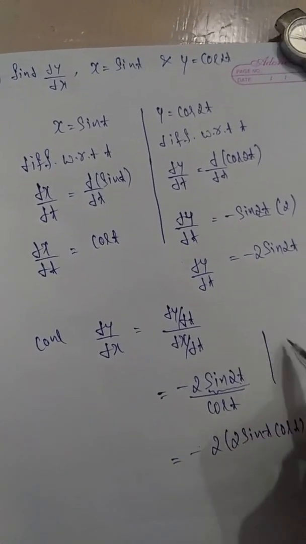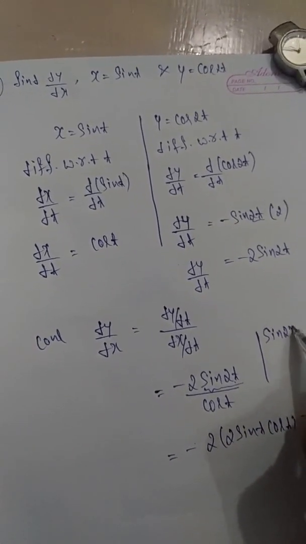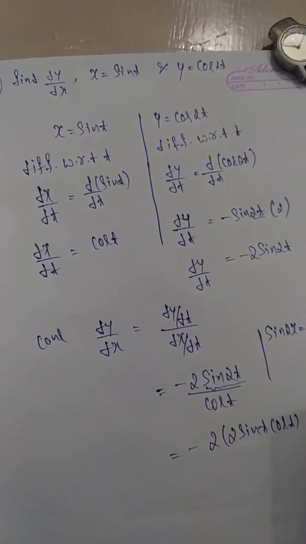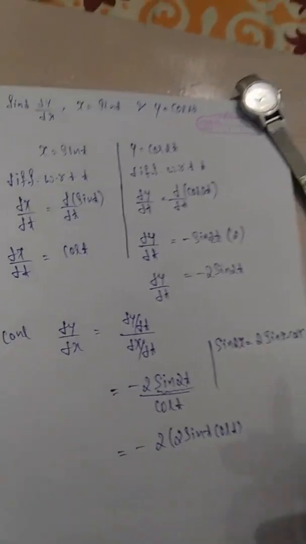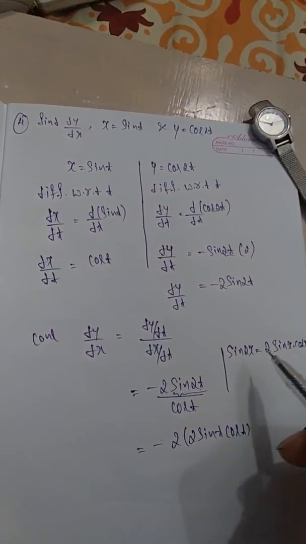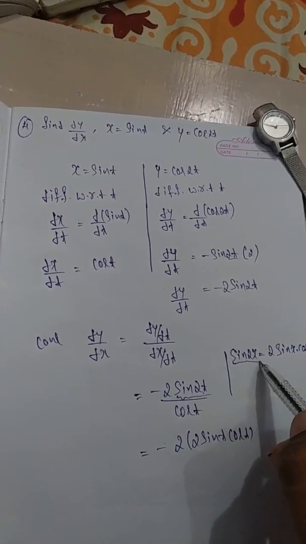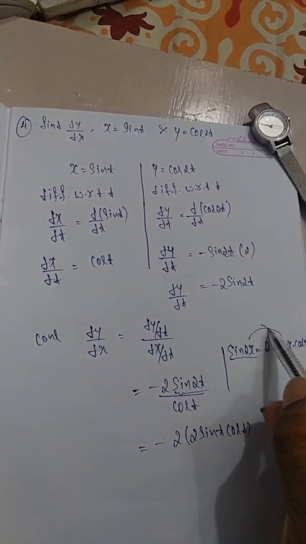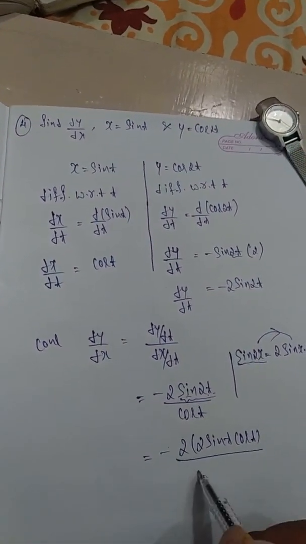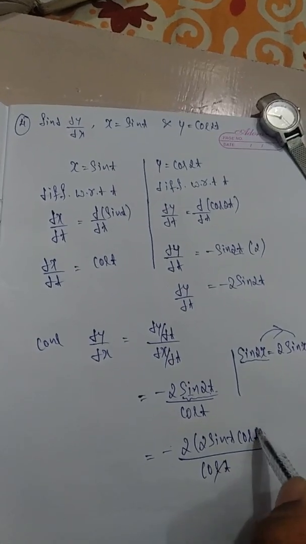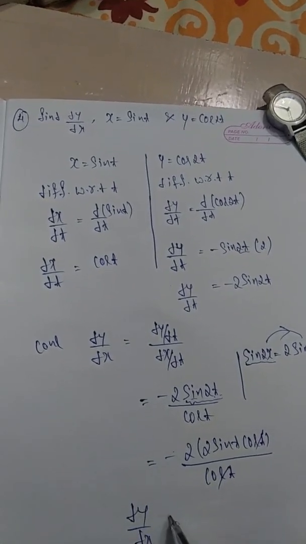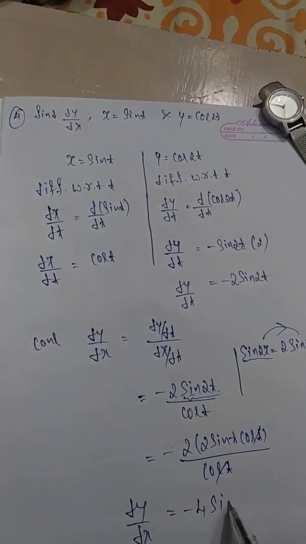Are you remembering the formula? So the trigonometric formulas are very important. I am repeatedly telling from the first year till now. If you learn all the formulas, that will help you. Otherwise it will be difficult. See here, we are using the multiple angle formula. Sin 2x is 2 sin x into cos x. So sin 2t is 2 sin t cos t by cos t. Cos t cancels, 2 times 2 is 4. So dy/dx is equal to minus 4 sin t.